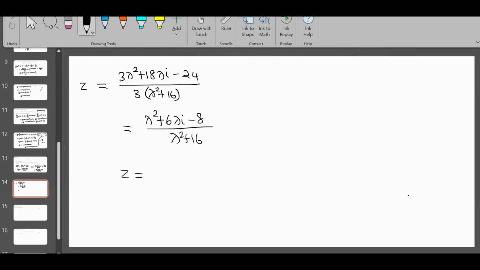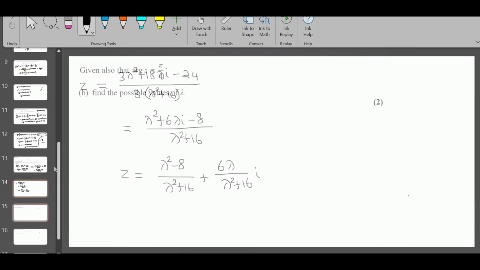So write the real and the imaginary part separately. Real part is lambda square minus 8 divided by this, plus imaginary part is 6 lambda over lambda square plus 16, i. That's all.